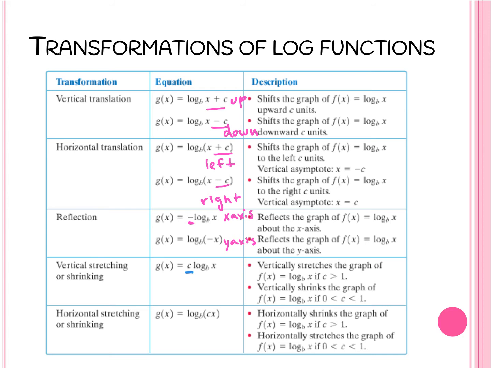If you multiply by a number outside, you have a vertical stretch if that number is greater than 1. You have a vertical shrink if it's in between 0 and 1. And then if the number is inside, it's a horizontal shrink if the number is greater than 1, and it's a horizontal stretch if it's in between 0 and 1. So same transformations as your exponential function.